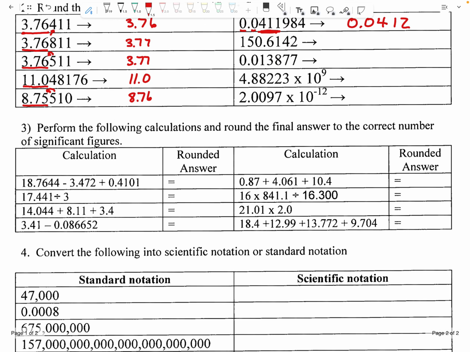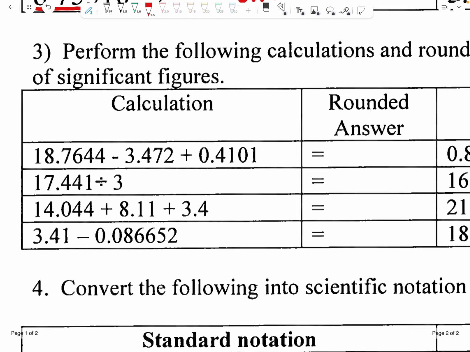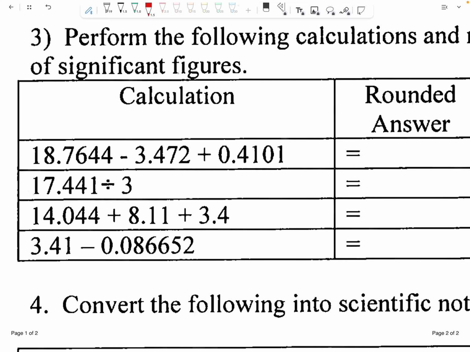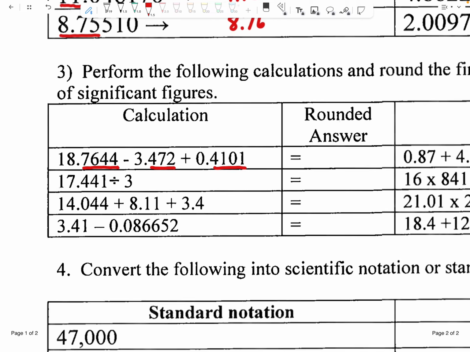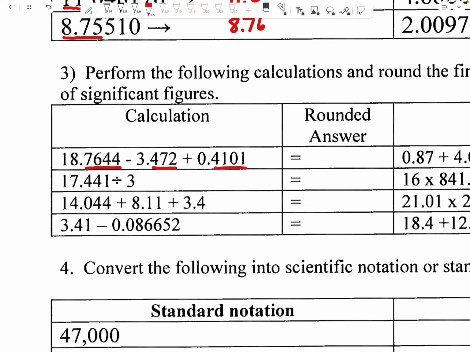Okay, so now we're going to perform some other math. Performing the following calculations and round the final answer to the correct number of sig figs. In adding and subtracting, the rule is look at the number in the problem that has the least number of decimal places, okay? And that means to the right of the decimal. So in the problem, if you look at it, there are 4 decimal places here, there are 3 decimal places here, and 4 decimal places here. And so if we do the math in this problem using our calculator, we'll find out that our answer must have 3 decimal places, okay?